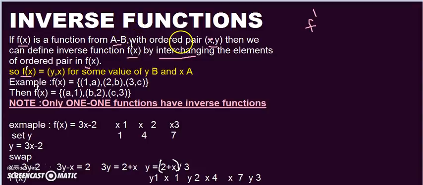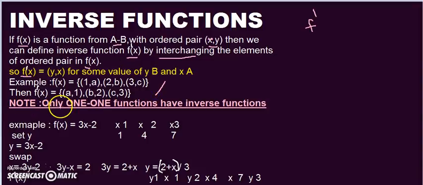So A to B is a function having an ordered pair x comma y. Then my inverse function I will write as f dash of x or f inverse of x, and the elements will be interchanged. In place of x you have to write y, in place of y you have to write x. So you have interchanged the elements. Now for example, if f of x is {(1,a), (2,b), (3,c)}, what will be the f inverse of x? It is very simple. Just interchange a and 1: (a,1), (b,2) and (c,3). So this is my inverse function.